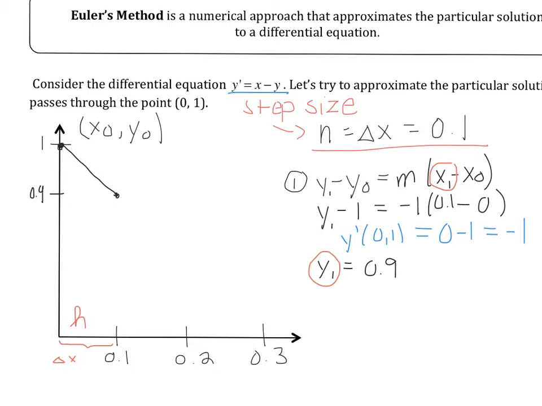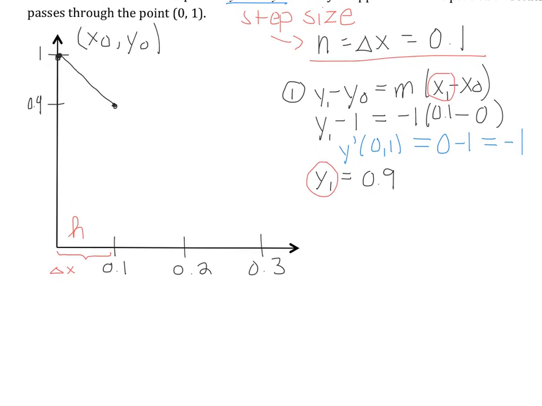Now we need to repeat this process. We're going to be using our information about the slope and where we currently are to get to our next point. All right, so let's go again.